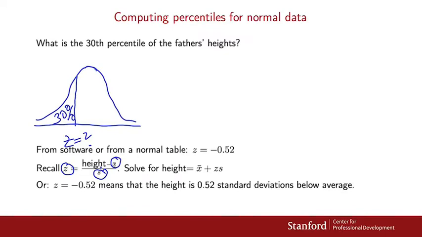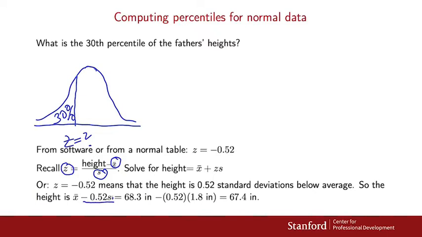Now there's a second way of doing this problem. Remember, z tells you how many standard deviations you are above or below average. So z equals -0.52 means that the height is 0.52 standard deviations below average. So the height would be the average minus 0.52 standard deviations, and then plugging in the numbers, we get 67.4 inches.